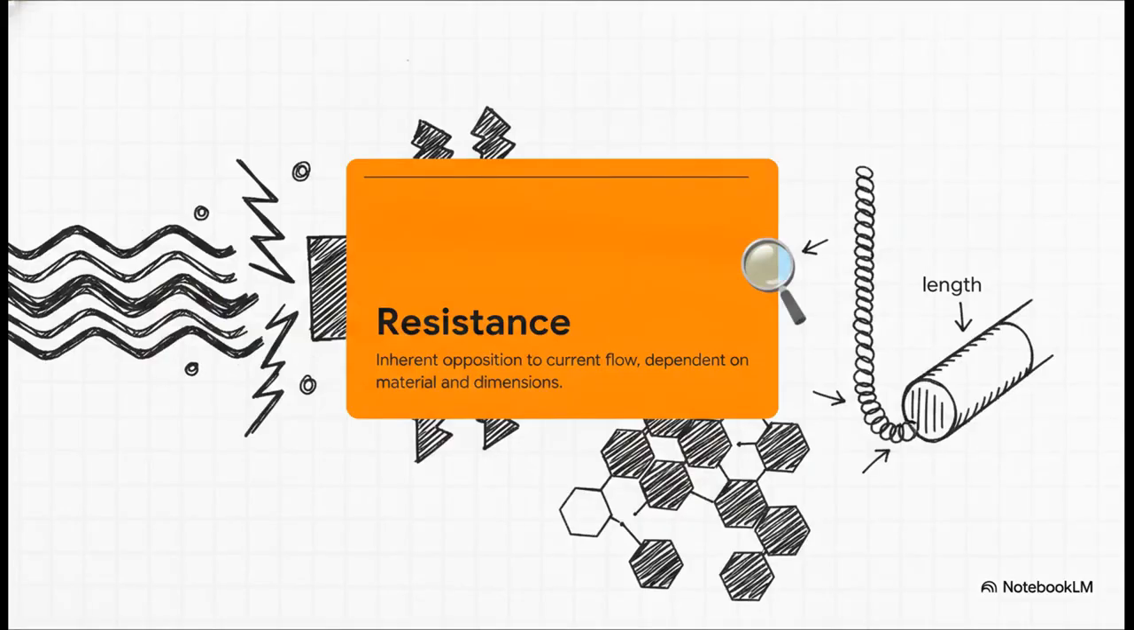First up is resistance. You can basically think of this as the inherent electrical friction within the wire. It's just the natural opposition to current flow. And it's entirely dependent on the specific material of the conductor and its dimensions, meaning how long it is and how thick it is. The thing to remember is, even the absolute best conductors in the world have some fundamental friction that engineers just have to account for.